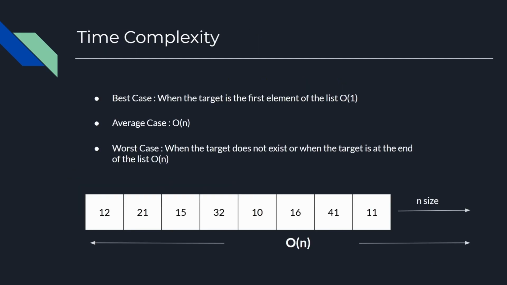Now let's talk about time complexity. In the worst case scenario, linear search has a time complexity of O(n), where n is the number of elements in the array. This happens when the target is either at the very end or doesn't exist in the list. In the best case scenario, when the target is the first element, the time complexity is O(1).